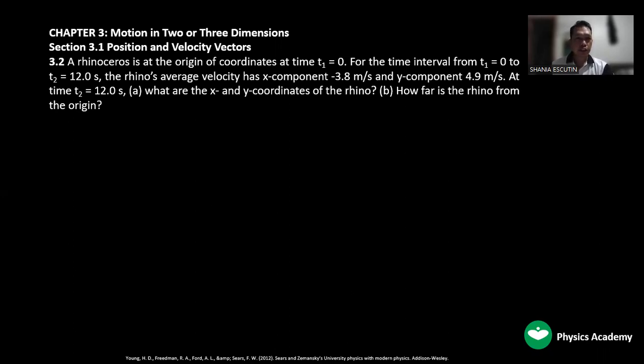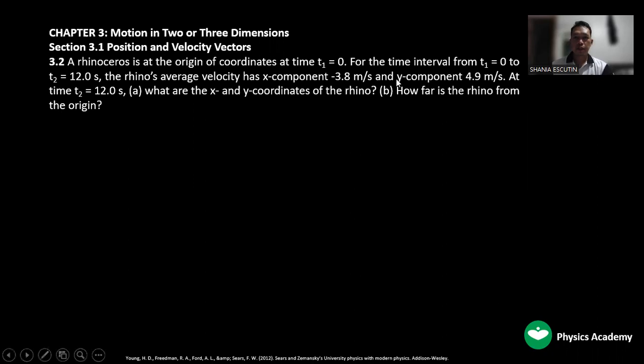Today we're going to answer exercise 3.2 under section 3.1, position and velocity vectors. This is under chapter 3, which is motion in 2 or 3 dimensions. Again, we are using University Physics with Modern Physics, 13th edition. In the problem, a rhinoceros is at the origin of coordinates at time t1 equal to 0.